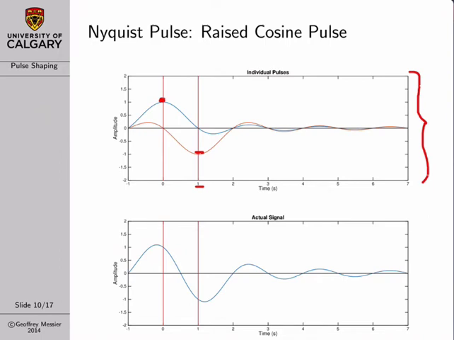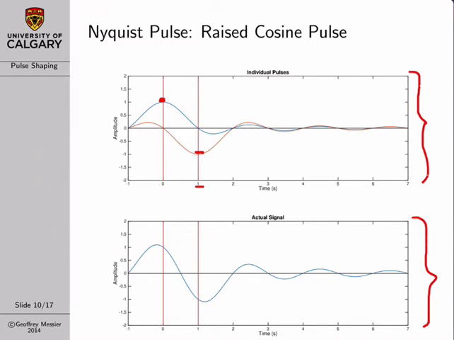However, the actual transmitted signal is the summation of these two pulses, and so the bottom plot shows the summation of the two pulses, and you can see we've got some distortion between our sample times, and that's because these pulses are overlapping with each other.